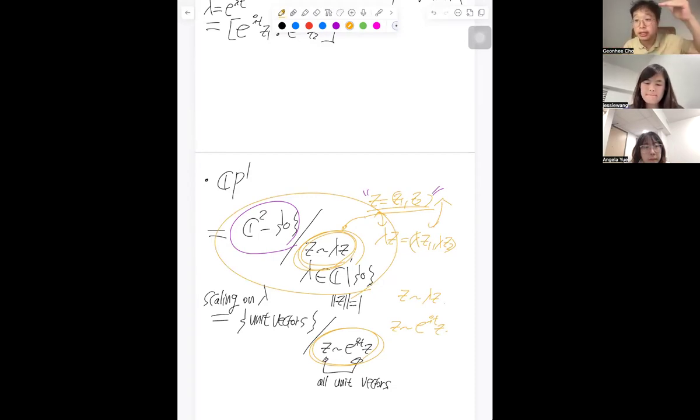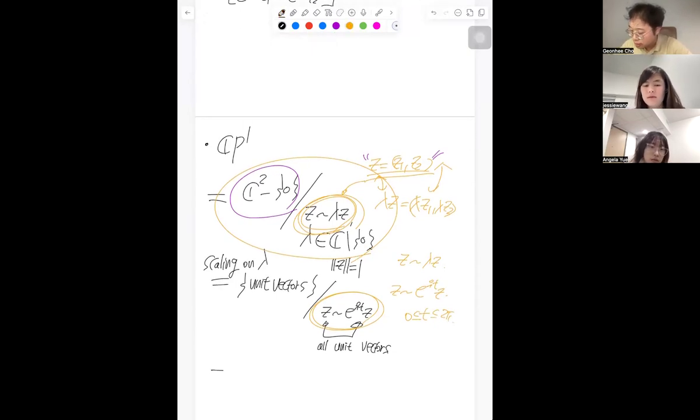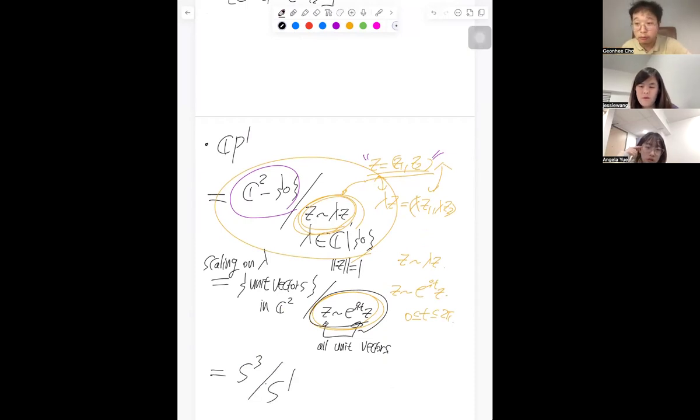In the previous perspective, collecting any vector, we multiply by lambda. In the later case, we are collecting the unit vectors, so we should identify z with e to the itz. Of course, t is between 0 and 2 pi. Then now this becomes, as you see, unit vectors in C2 means what? S3. Identification of this guy means the gray circle, S1. This is the Hopf fibration.